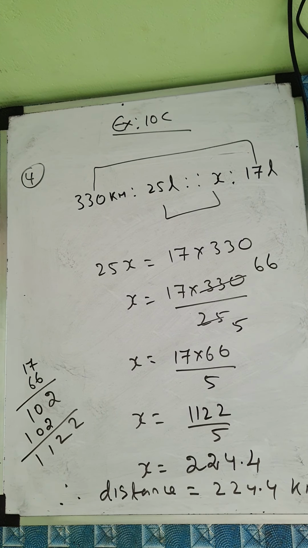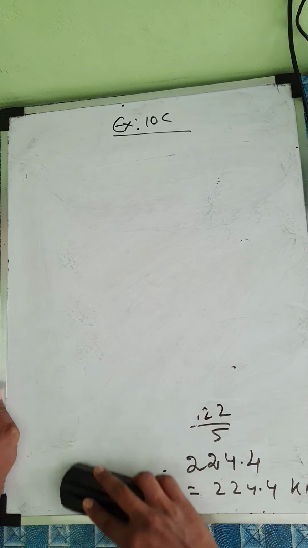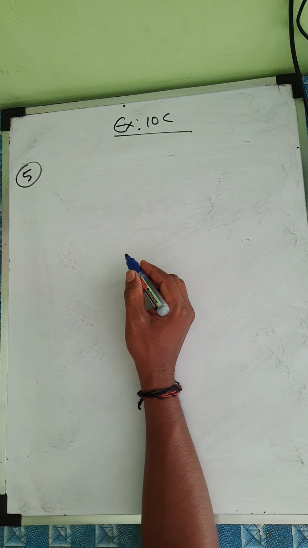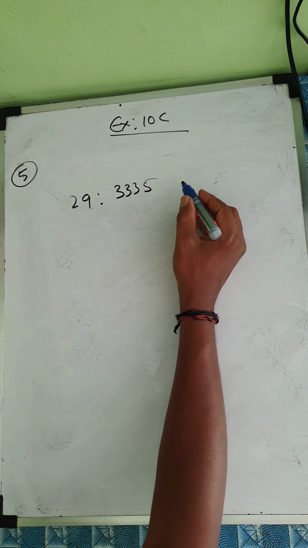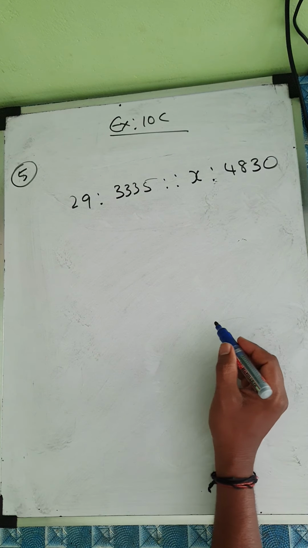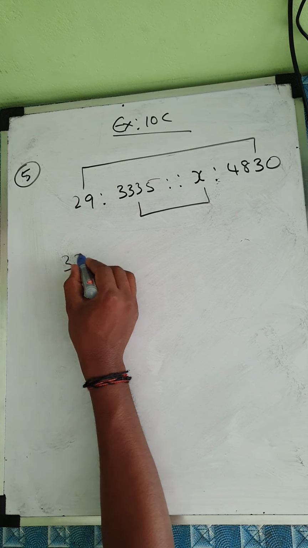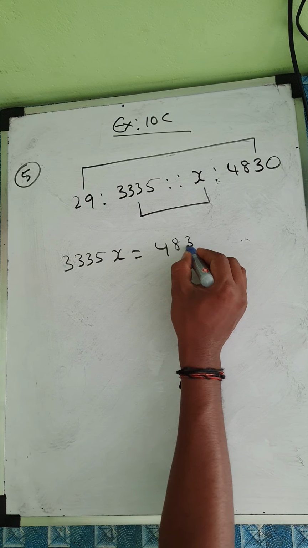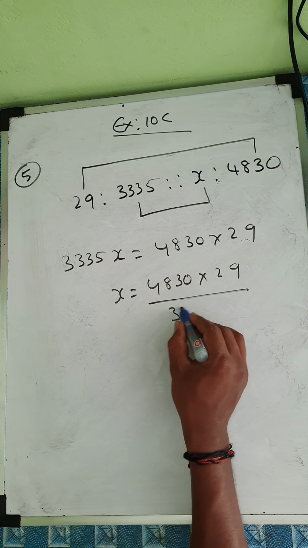Now this will be the last question for this exercise. We'll do only 5 questions, so this is the last one. Question number 5. 29 workers were paid 3,335 rupees as wages. How many workers got 4,830 rupees? We'll do the same process: product of extremes equal to product of means. So 3,335 into x equal to 4,830 into 29. So x equal to 4,830 into 29 divided by 3,335.